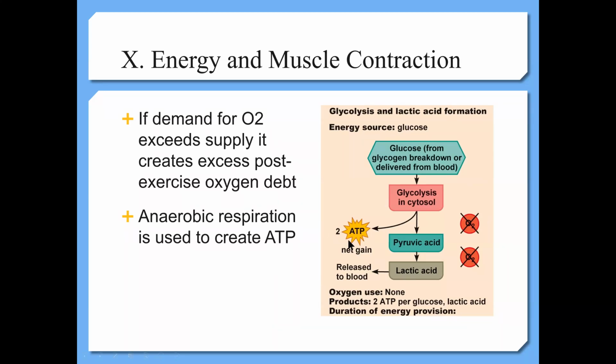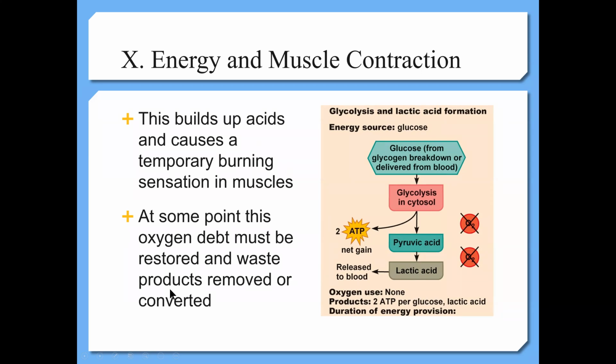So this is what happens if we don't have any oxygen. We're only going to get 2 ATP. If we have oxygen, we're going to get 32 ATP. We're going to go to pyruvic acid, and then we're going to go to lactic acid. But fortunately, when we overcome our oxygen deficit, that's going to be converted back, okay?